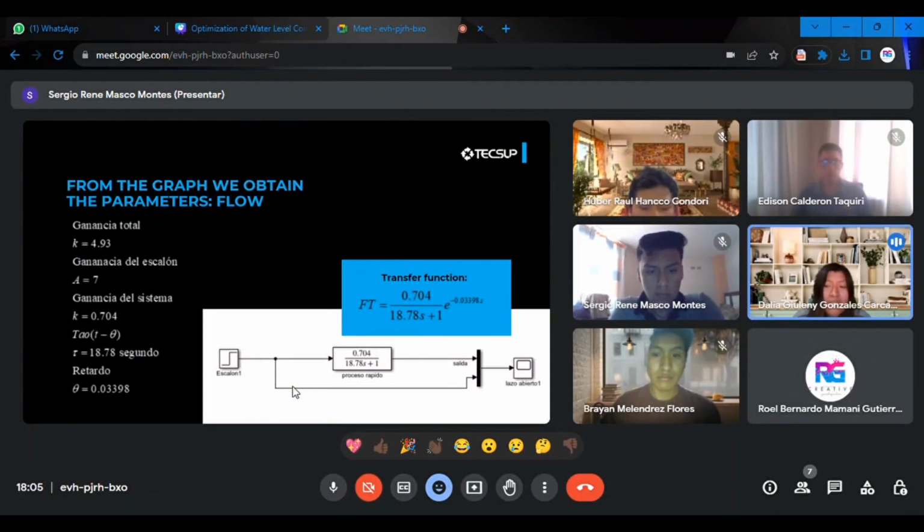Now we will obtain the necessary parameters to fit the transfer function. From the graph obtained, we observe that our total gain is 4.93, step gain is 7, and the system gain is 0.1704. Since our system has a delay, the value of theta is equal to 0.03398, and the value of our tau, that is 63.2% of the total gain, is 18.78 seconds. After finding this data, we can obtain the following transfer function. Next.